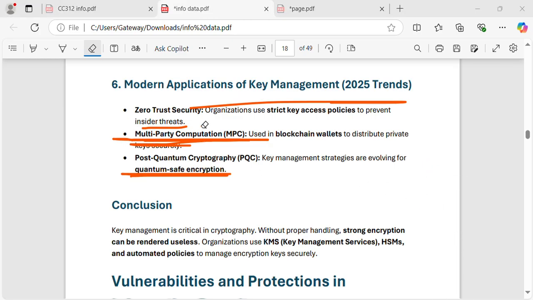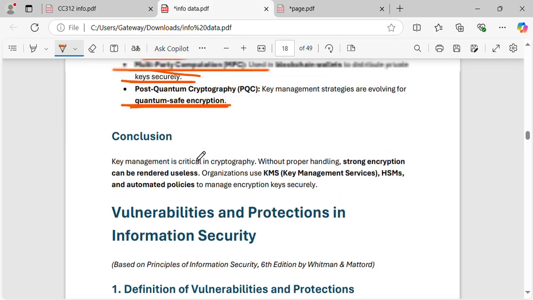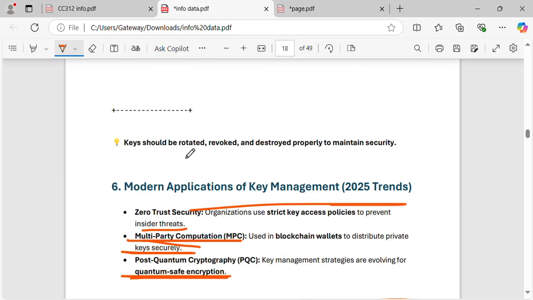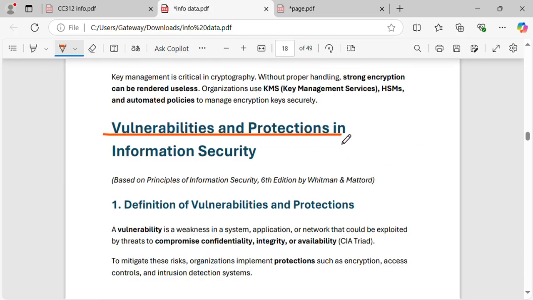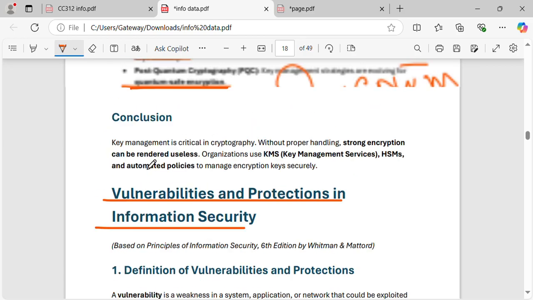So we have Zero Trust security here, and we have multi-party computation, where we distribute the private keys securely. So this was key management. In the next one, we will study vulnerabilities and protections in information security.